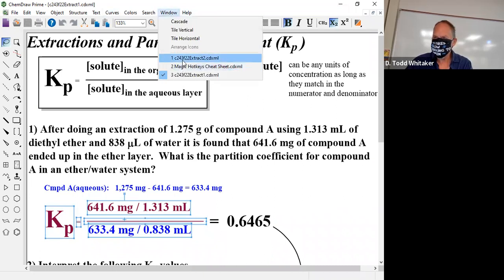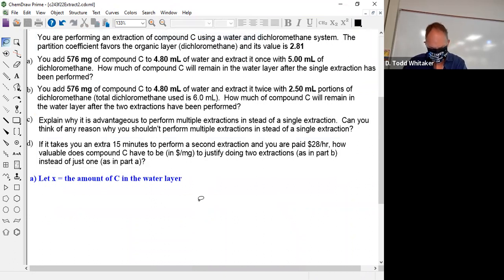Yeah, what do I got? Magic hotkeys cheat sheet. Interesting. New version of ChemDraw.